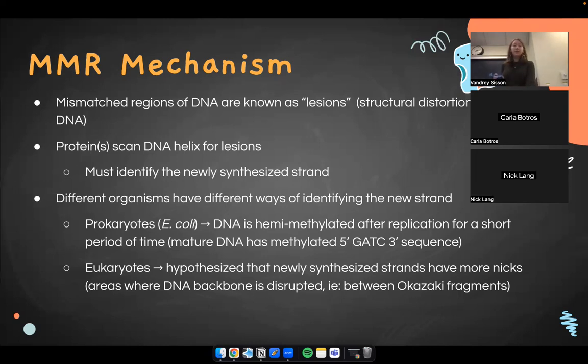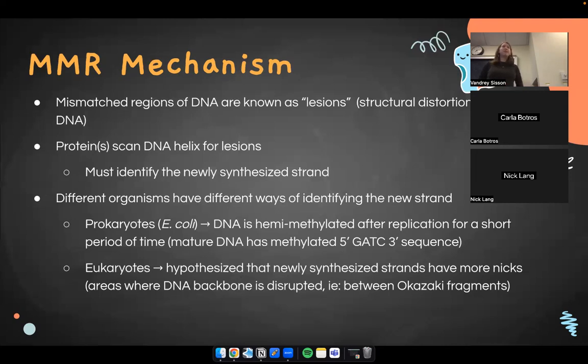And different organisms identify the new strand differently. So in prokaryotes, your parent strand or your mature strands are hemimethylated, which means that they have methyl groups on certain sequences, and the cell will be able to identify them as the old strand because the new strand hasn't had time to become methylated yet. So it'll say like, okay, if there are methyls on this GATC sequence, this is not the one that we're correcting, this is the parent strand.